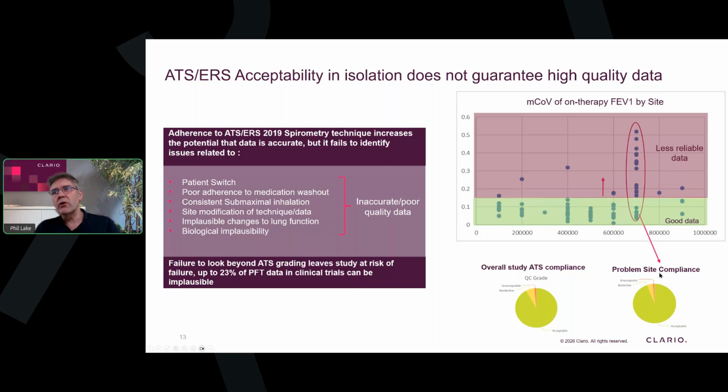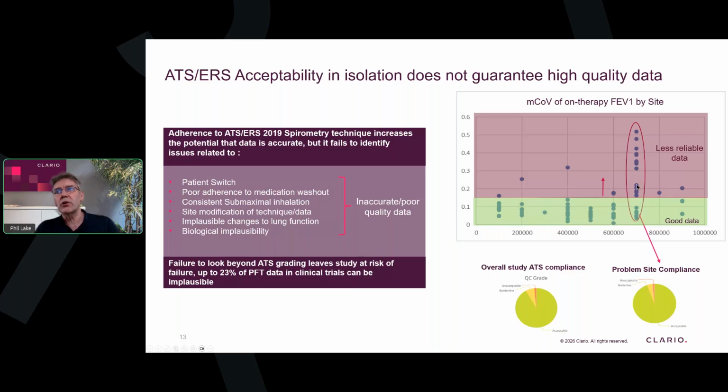However, when we look at the ATS-ERS compliance of all of this data, we can see that only about 1% of the data is classified as unacceptable. If you compare that with the rest of the study, the quality of this site, when you're just looking at ATS compliance, appears to be better than the rest of the study. And yet the variability doesn't point to that.